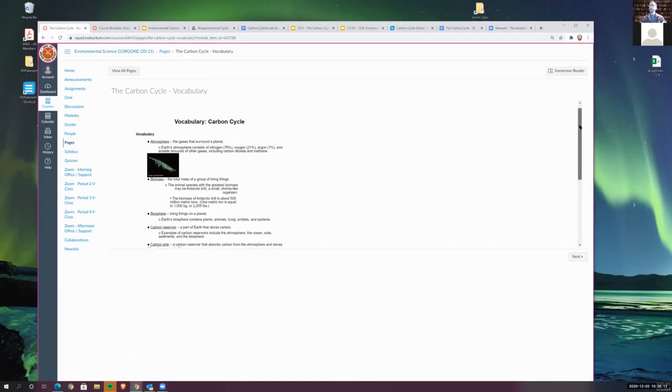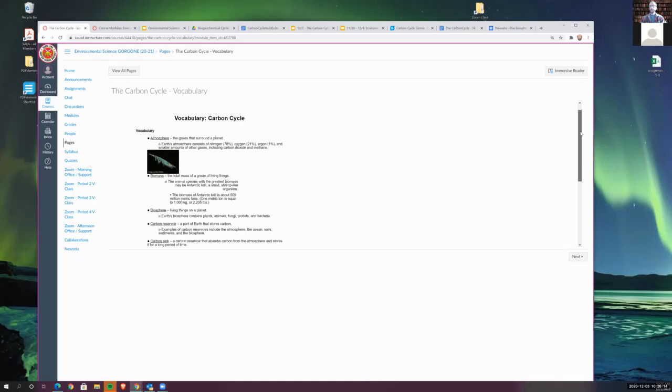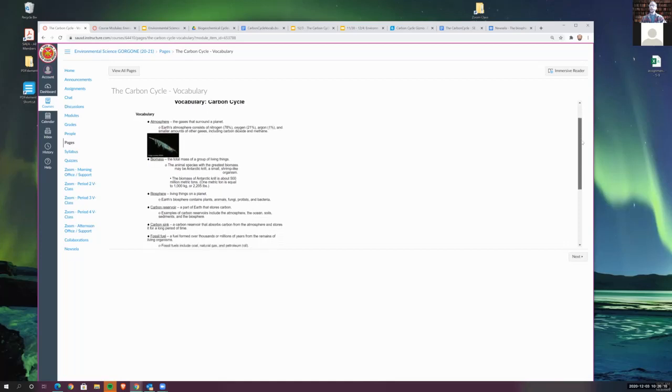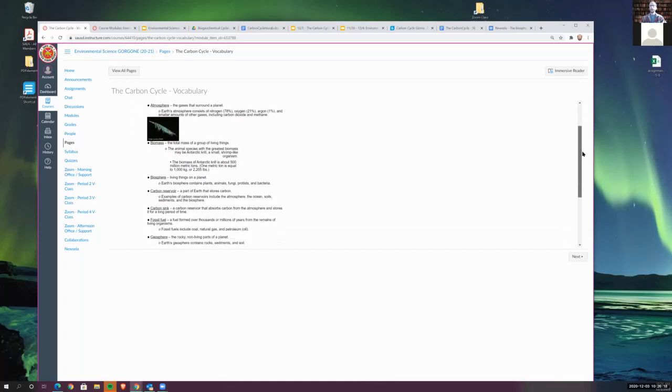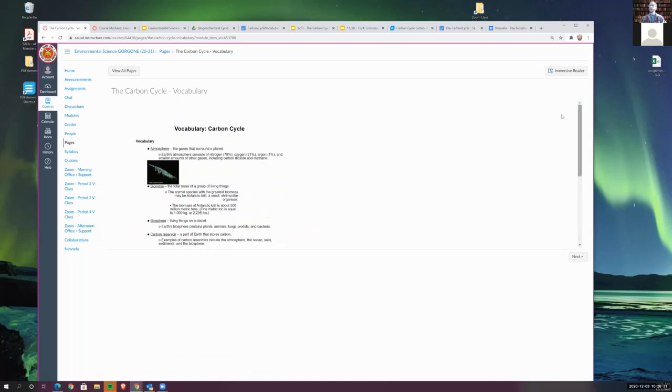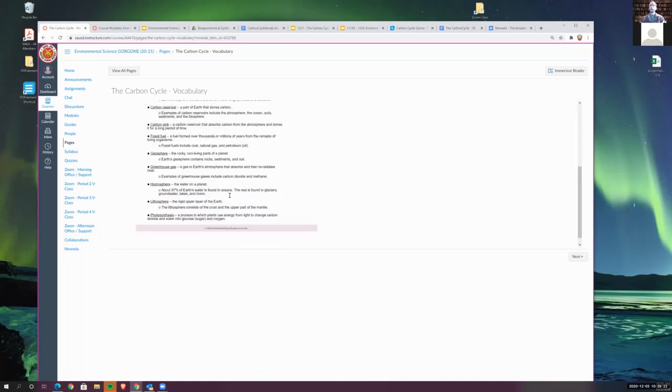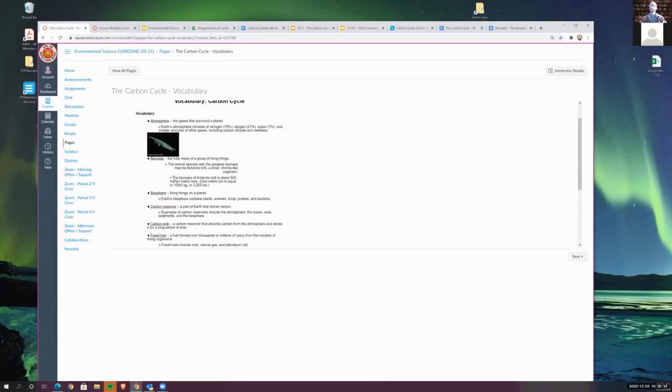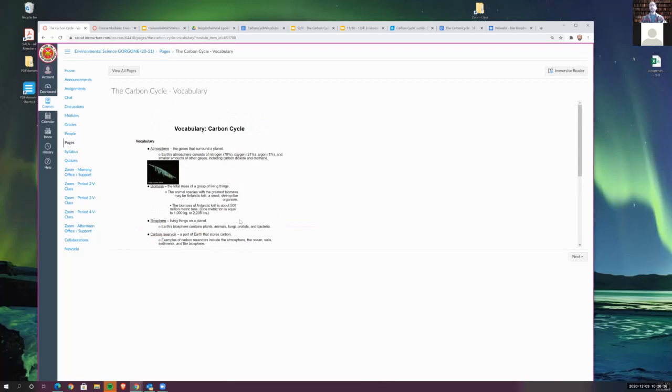Now, what you'll see on your page is some vocabulary. And what I want to do with you is take some time to read through some of this vocabulary so that when we jump into the gizmo, you have a little better understanding of why we're doing this. Because we want to get an idea of what happens to carbon throughout its existence in our biosphere.